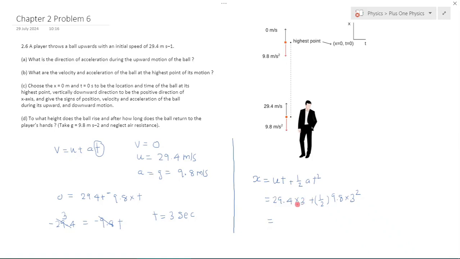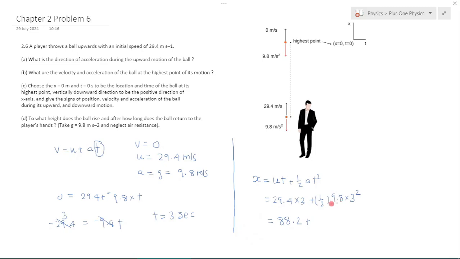Then 3 into 0.6 means 1.8. So 90 minus 1.8 equals 88.2. This is the way we speed up the problem solving.